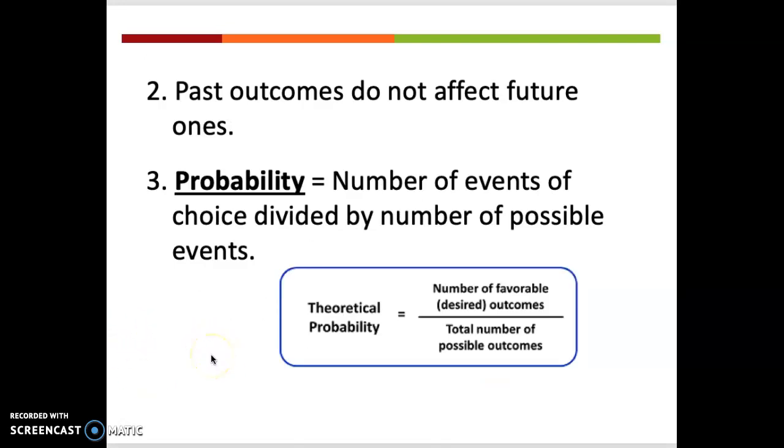Okay. So past outcomes in probability cases do not affect future ones, at least in real probability. If I'm flipping a coin, if I flip 8 heads in a row, the next time I flip that coin, I'm no more likely to flip a head than I am a tail. It's a 50-50 chance every time, so that's important to remember with probability. It's a little bit different in genetics, but pretty much the same idea.